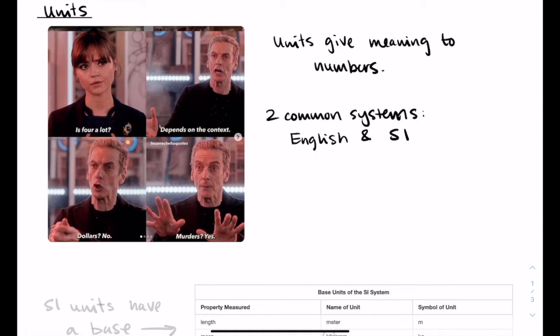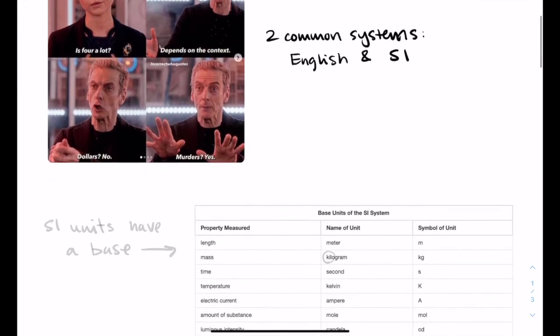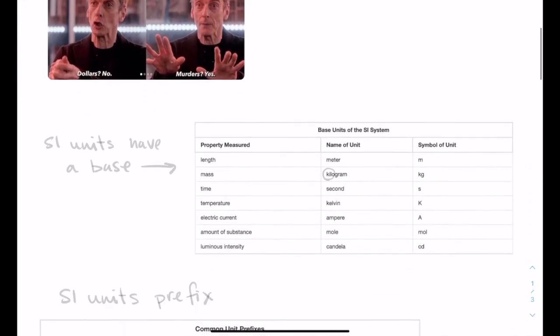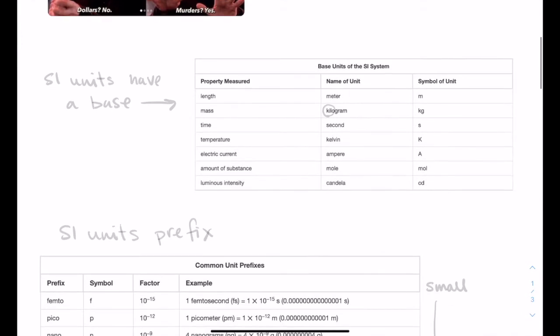What is really wonderful about SI units is that they always have a base, and then depending on what we need, they'll have a prefix. And you can pair these up in any way possible, and the prefixes have regular intervals between them, which makes converting between them a lot easier than it is with some of the English units. So SI units, as I just said, have a base.